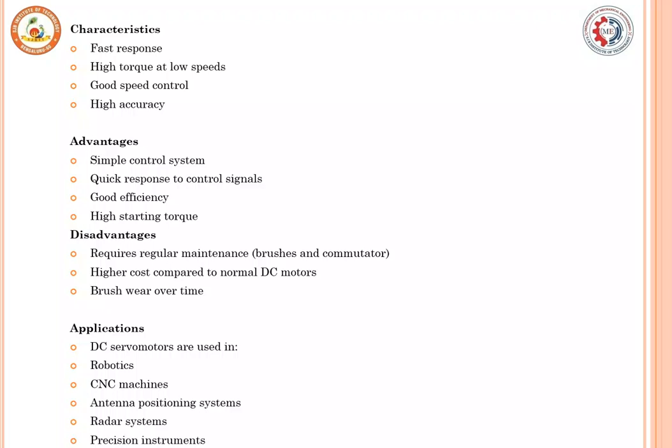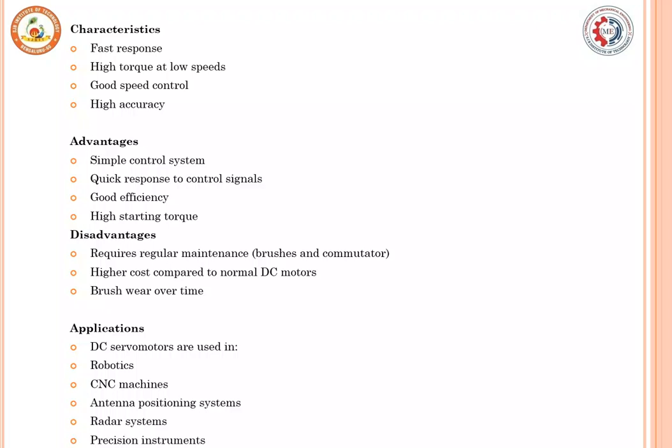The characteristics of the servo motor: the overall response is fast, with high torque at low speeds. The speed control of the servo motor is good, and the overall accuracy is high. The disadvantages of the system are that it needs regular maintenance as it has brushes and commutator, it has a higher cost compared to the normal DC motor, and the brushes wear out as time progresses.